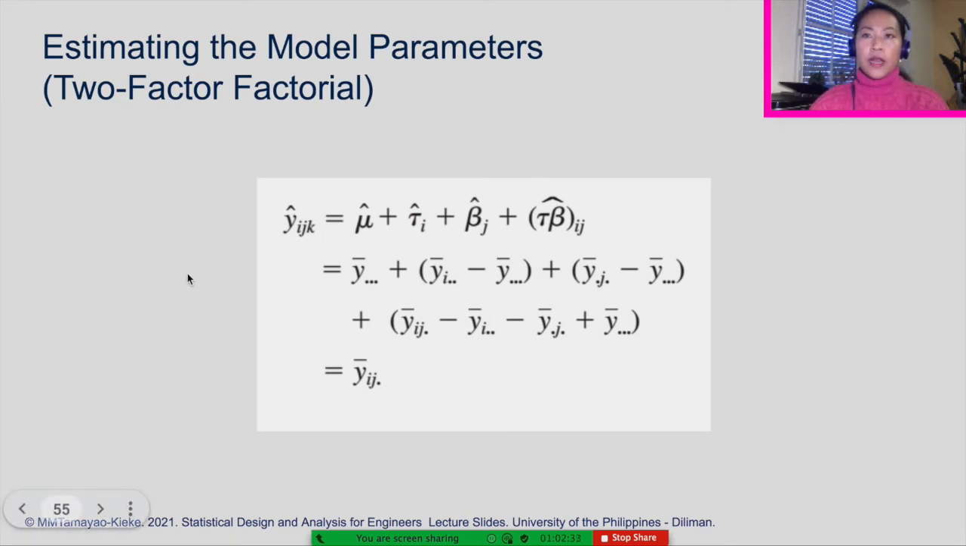Therefore, the fitted value y_ijk is equal to the cell average at ij. We basically substituted the derived expressions for these fitted parameters, and we get that the fitted value y_ijk is just equal to the cell average at combination ij.